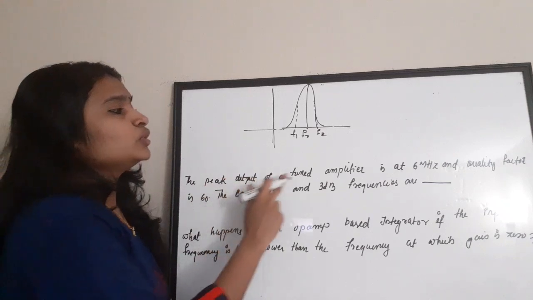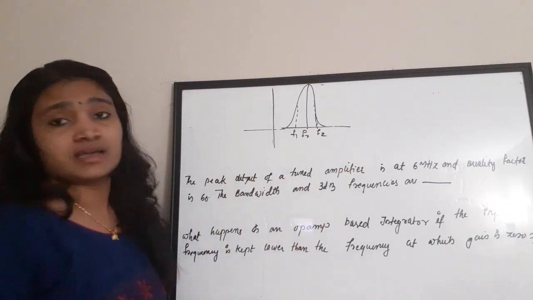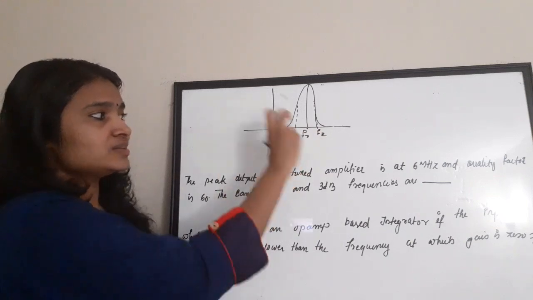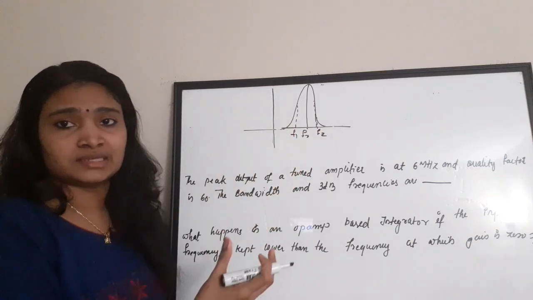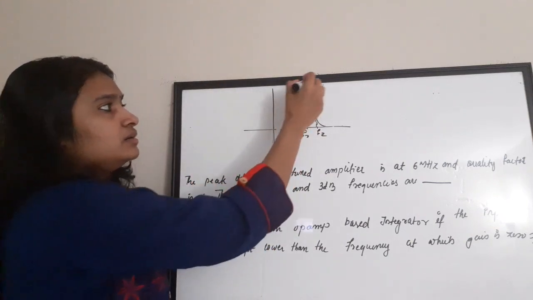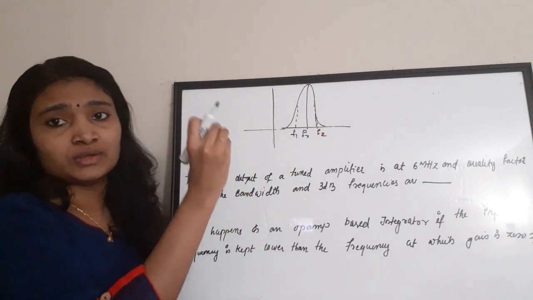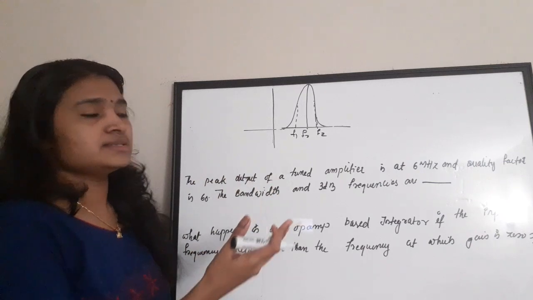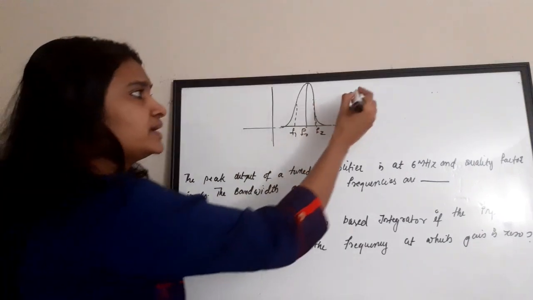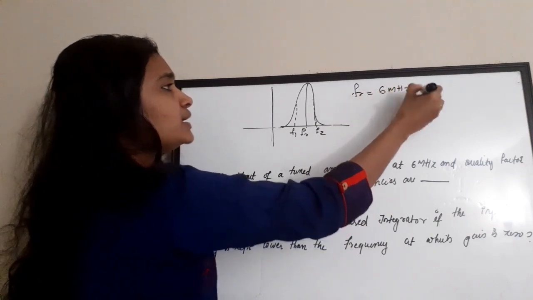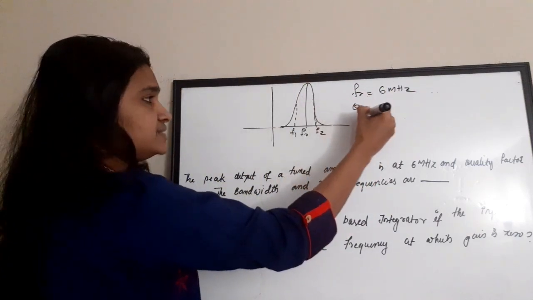The peak output of the tuned amplifier is 6 megahertz. Means this FR or this peak frequency or this maximum resonance frequency, that is, at whatever frequency the peak is going to the highest value, is given as 6 megahertz. From that, FR is given as 6 megahertz and also the quality factor Q is given as 60.